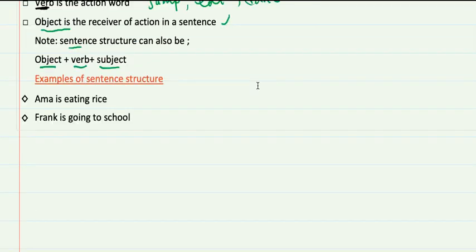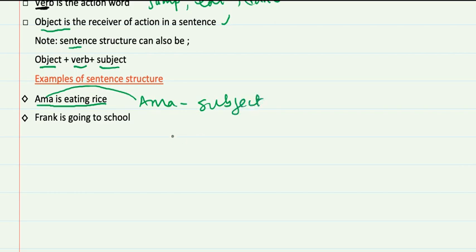So let's look at these two examples of basic sentence structure. Let's look at this one. Ama is eating rice. So here, what you can say is that Ama is the subject. Ama is the performed action. Ama is eating. So Ama is doing the eating.